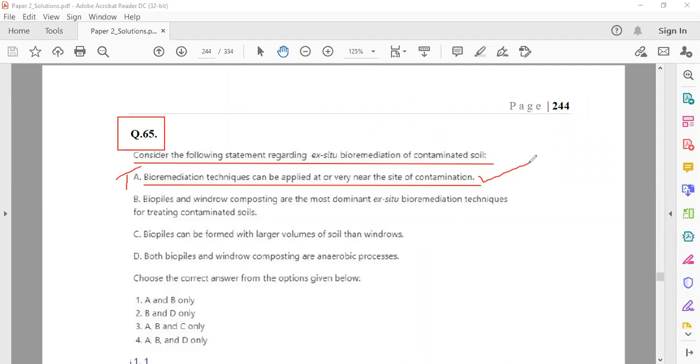So I will take this as true. Because you have to read these statements very carefully. Reading these statements will make you understand the question properly and then you will be able to correct it after reading the theory. Then, biopiles and windrow composting are the most dominant ex situ bioremediation techniques for treating the contaminated soil. This is absolutely true. Biopiles means you will make up a heap. And windrow, these are types of composting methods, right? And they are more popularly applied for bioremediation in ex situ technology. So this statement is also true. B is also true, right?